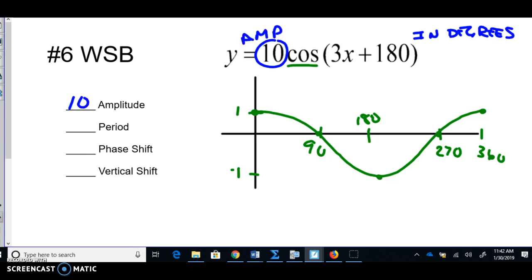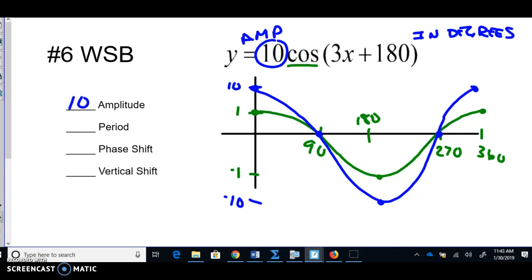It is also, in terms of all of our transformation work, your vertical stretch. So you take all of your y values and multiply them by 10. It's going to go up to 10. That one stays at 0. This one goes down to negative 10. This one stays at 0 and goes up to 10. So there's the amplitude change.